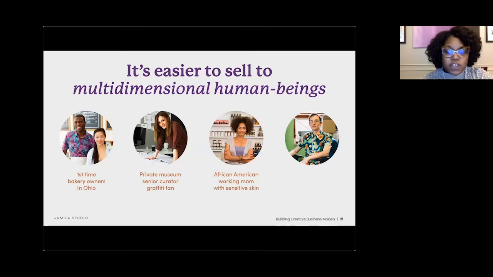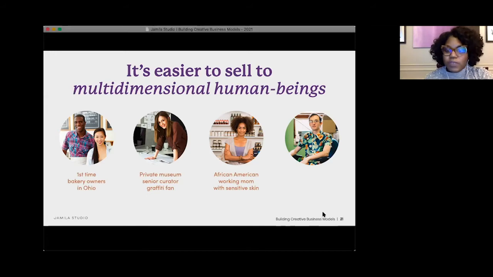And the fact that she's a senior curator, we know that our language might need to speak to her insider information for being in her industry for so long. And the fact that she works at a private museum may speak to the amount of budget that she has to enlist our services. So as you begin to see, the more detail that we have for a person, the easier it is to sell to them, because we can begin to cater our marketing, our communications, our value proposition, our products to meet their specific needs.